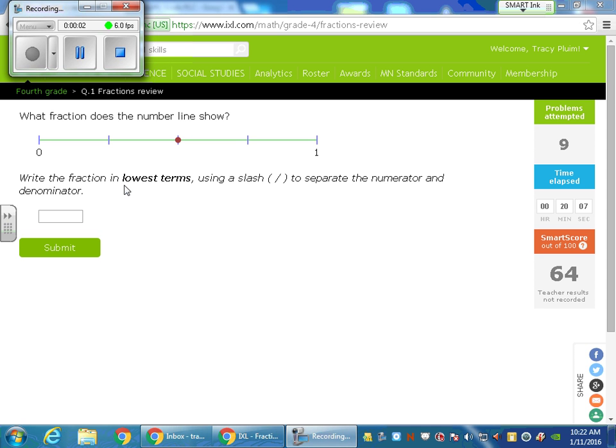Hello math students, this is Mr. Plime and I'm going to show you how to figure out the lowest terms of a fraction. This is with a number line.